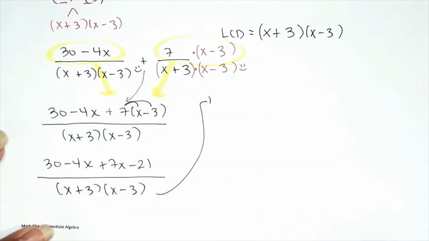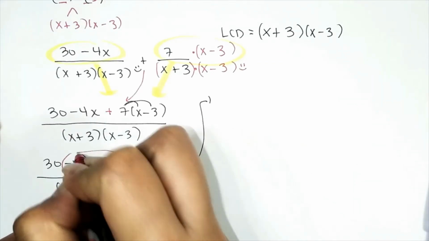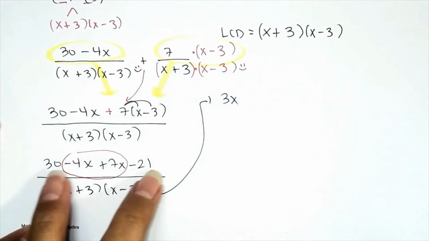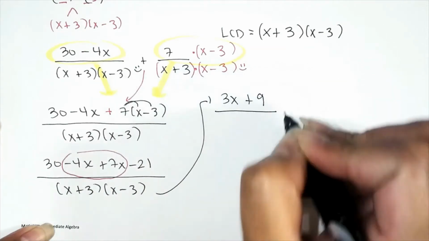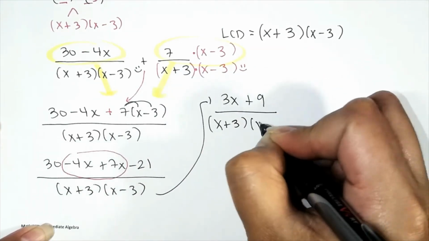Okay, moving forward. When we combine like terms, when we combine the variable terms, negative 4x plus 7x will give us 3x. And when we combine the constants, 30 minus 21 will give us 9. So at this point, it's like, oh, we got this. I could see the end of today's class.